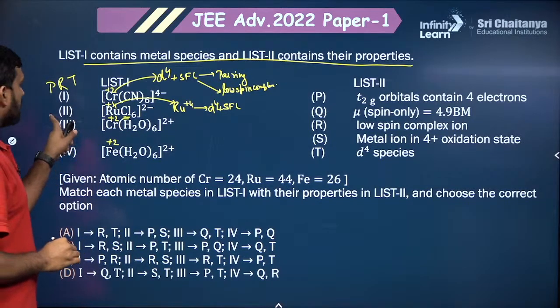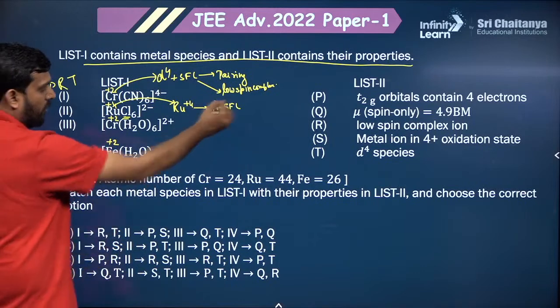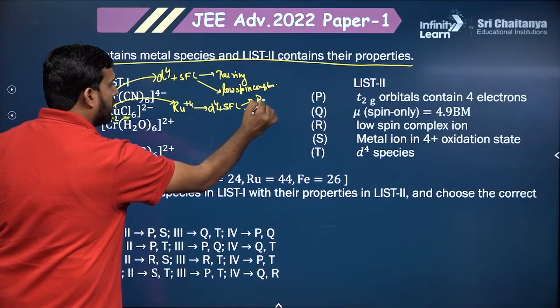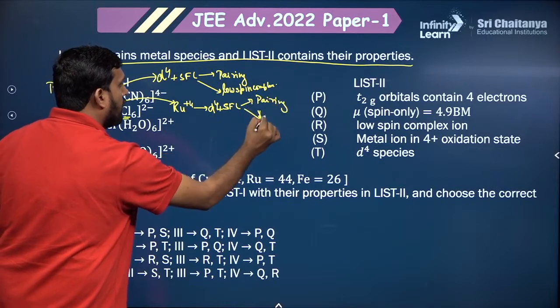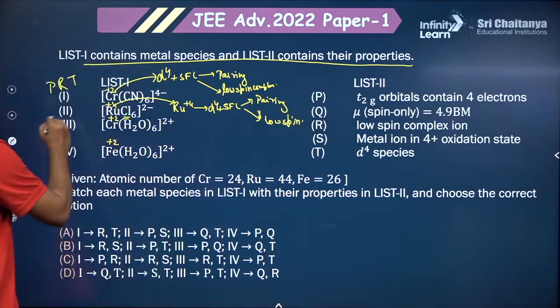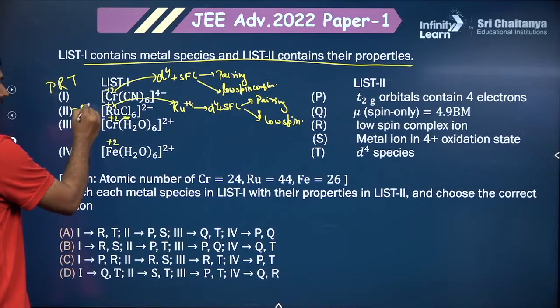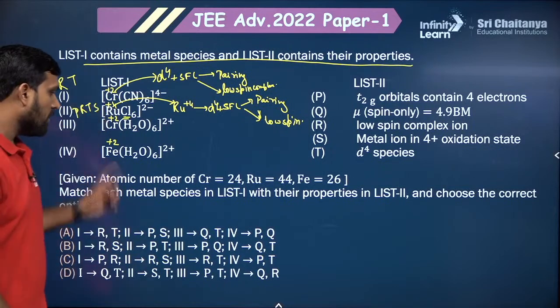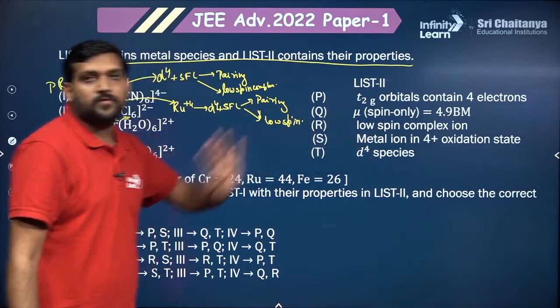Okay, next going for the second option, here D4 plus strong field ligand, so it will be going for the pairing, and if it goes for the pairing, it will basically give you low spin complex. Okay, so similar matches will be there, P, R, T, along with basically S also. Why S will match now? Because we know that metal is in +4 oxidation state.